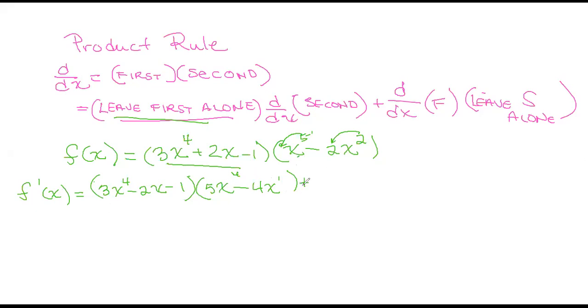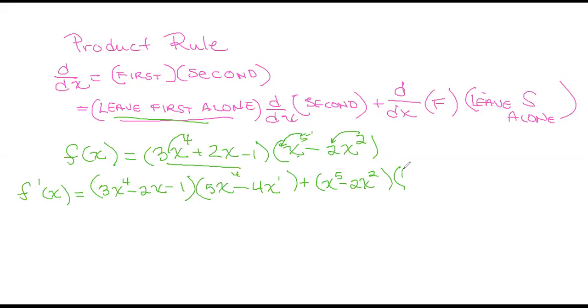Then I'm going to add, and I always forget to do this part, this adding part. So make sure you remember. Now you're going to leave the second one alone. But you're going to multiply, but you're going to take the derivative of the first. So you're going to have, it doesn't matter if you take the derivative of the first, leave the second alone, or take the second, it does matter when you're minusing. So just watch out.